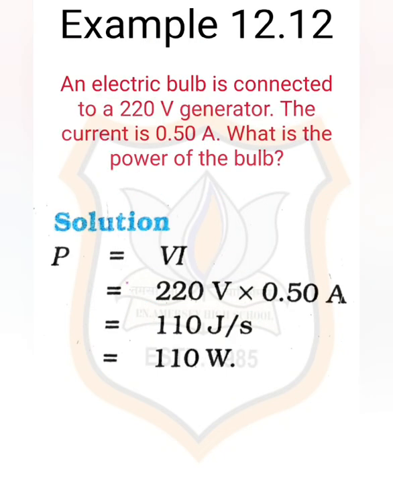Next, example 12.12. An electric bulb is connected to a 220 volt generator. The current is 0.50 ampere. Then what is the power of the bulb? As we have just discussed the relationship of electric power, that is P is equal to VI, and V is given here as 220 volts and I is 0.50 ampere. On multiplying both, we'll have the answer 110 joule per second, or in case of watt we can write 110 watts.